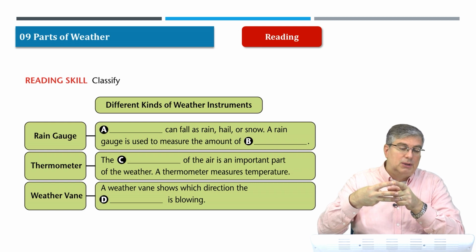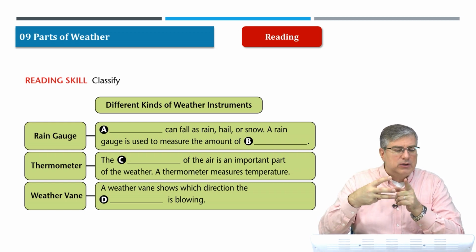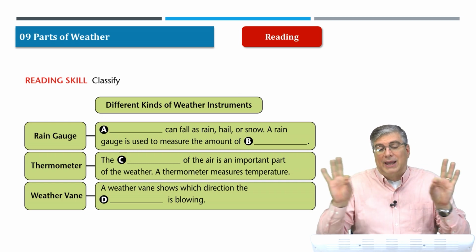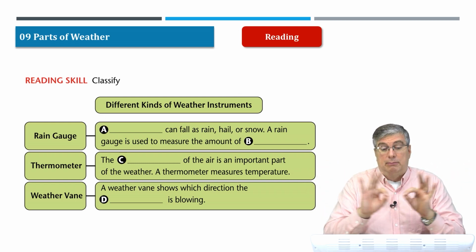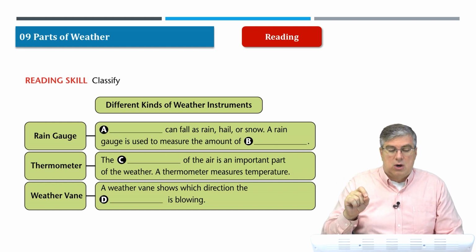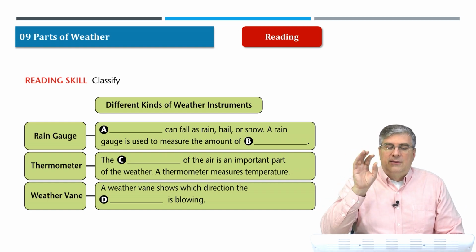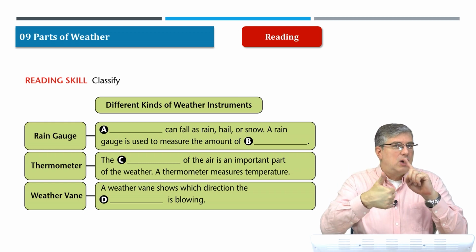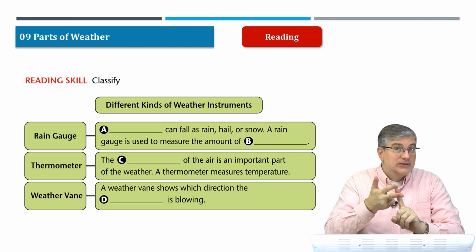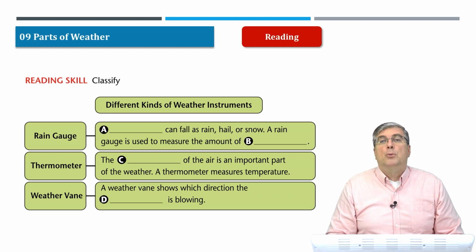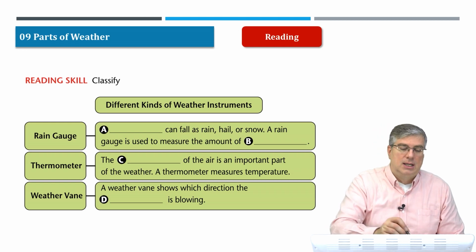So the first instrument is a rain gauge. And we talked about rain gauges, right? So what does a rain gauge do? Well, first we have a blank. A blank starts the sentence: blank can fall as rain, hail, or snow. So what can fall as rain, hail, or snow? What one word do we use to describe rain, hail, and snow? Do you remember that word? It's a long word, has 5 syllables. It's, of course, precipitation.